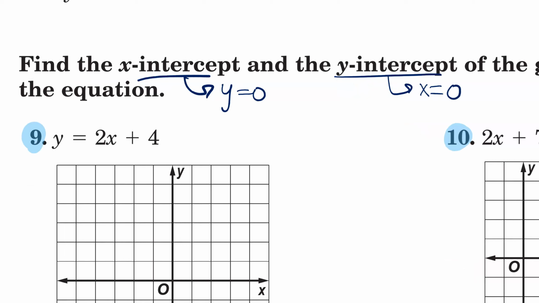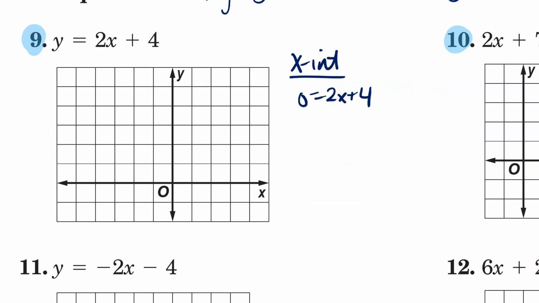Okay, so let's find the x-intercept. So 0 equals 2x plus 4. And you subtract the 4, and you got negative 4 is 2x, and so it's negative 2 equals x. Exactly, negative 2 equals x. So that's our x-intercept. So this means at negative 2 comma 0, I have a point.